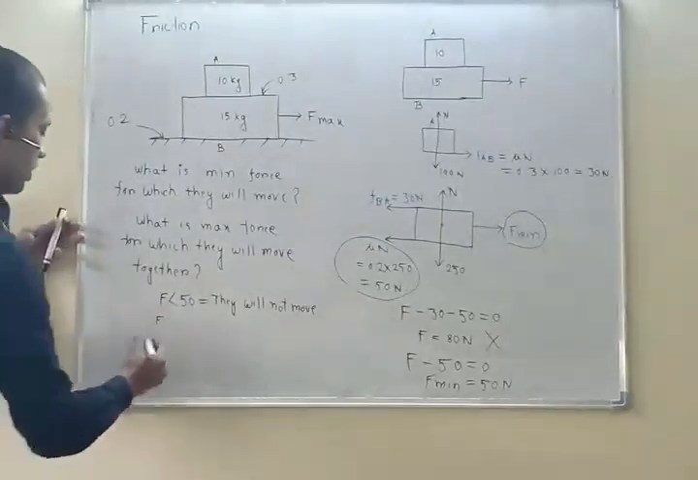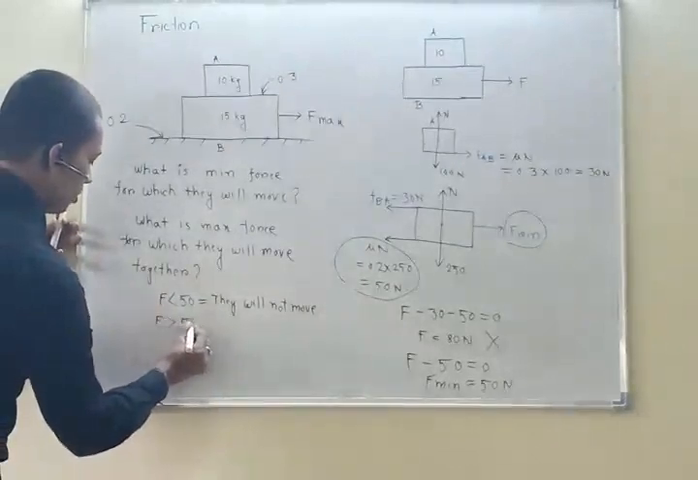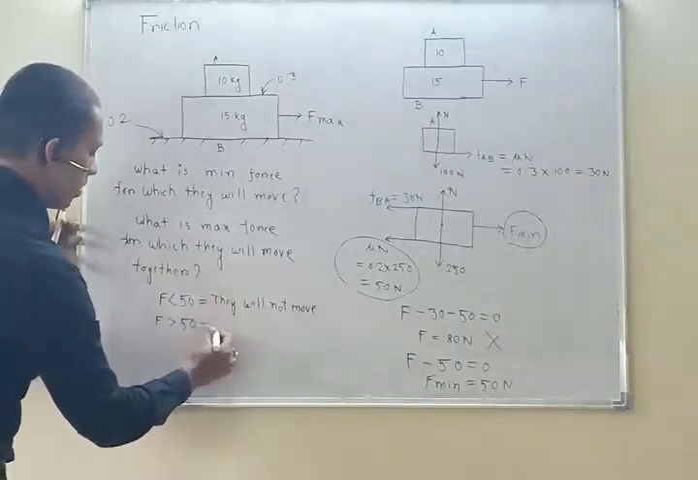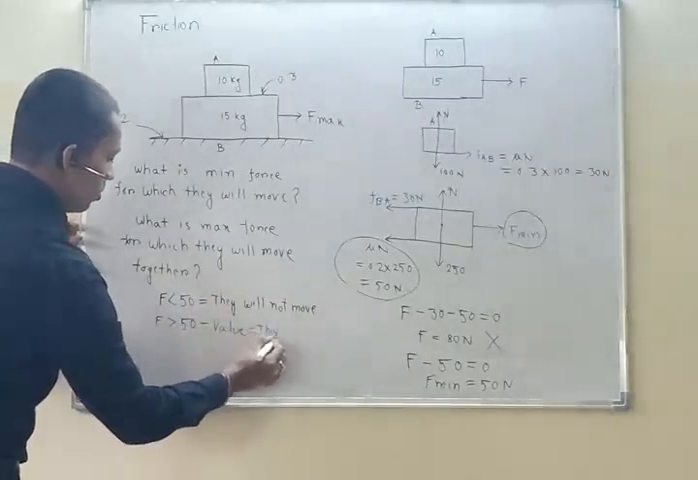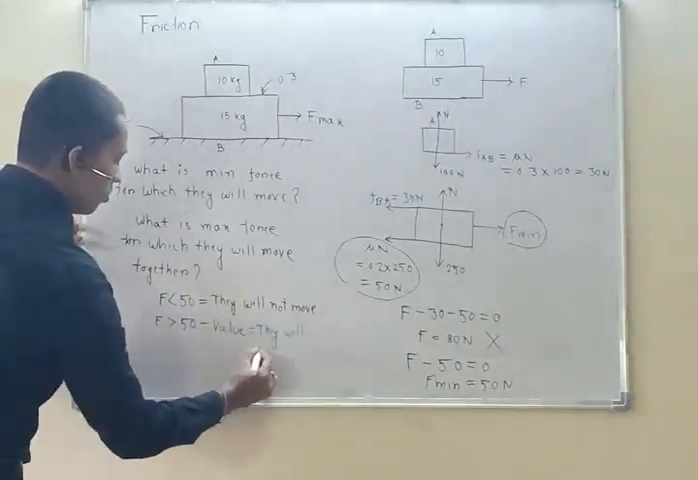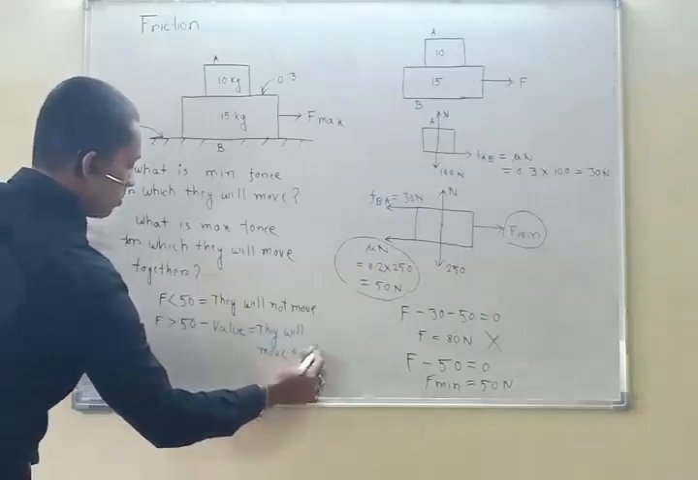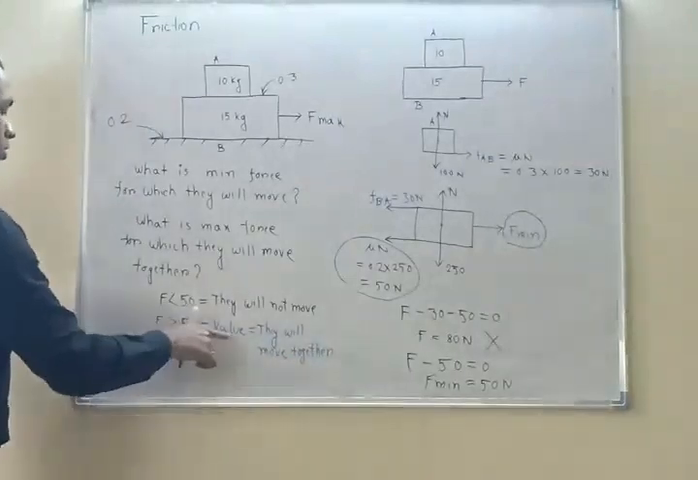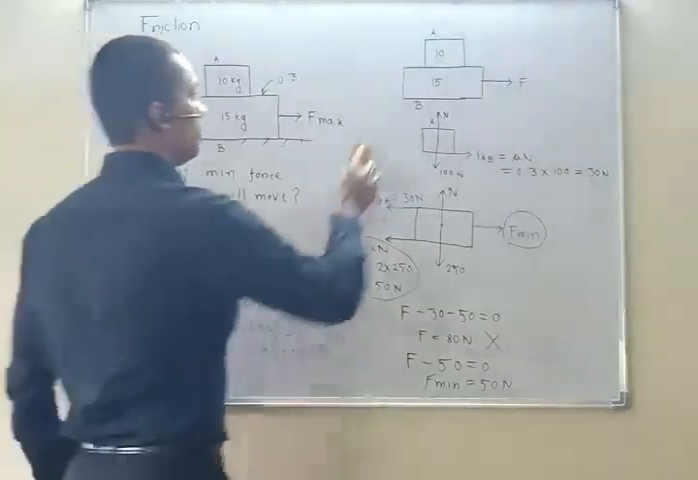Okay. For any value greater than 50 up to some value, they will move together. What is this value? That value we should find. It means what is the maximum value?